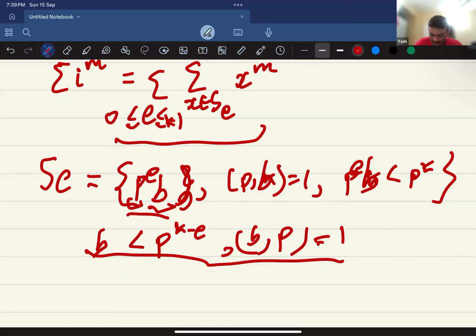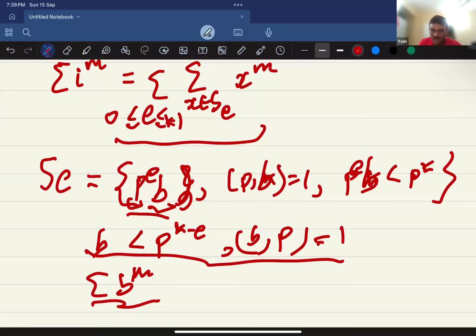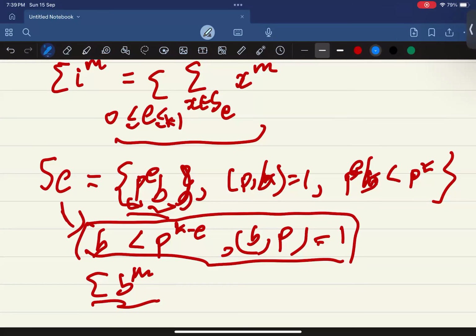So what does my induction hypothesis tell me? It tells me that at k minus 1, I would get that sum divisible by p to the power k minus 1. Wait a second. My induction hypothesis tells me something about this sum of b to the m, right? I'm saying this S_e is nothing but this set, but how is b varying? b is varying like this, no? And so the set of b is nothing but the coprime residues to p in the residue set of p to the k minus e.